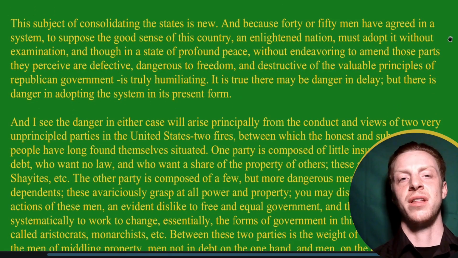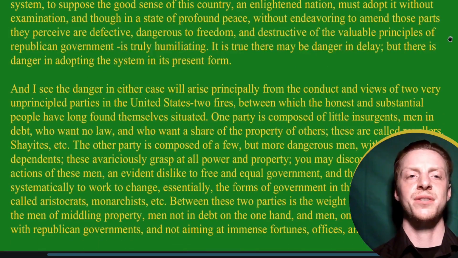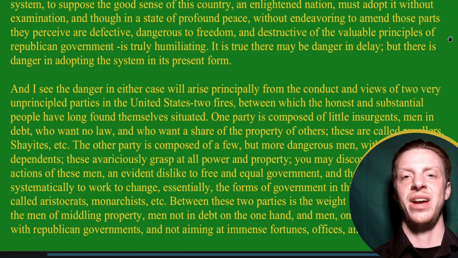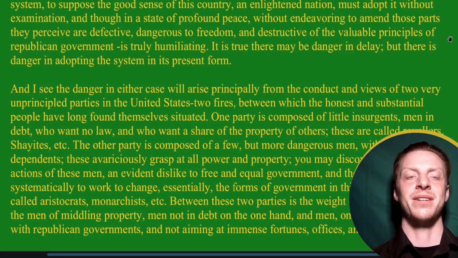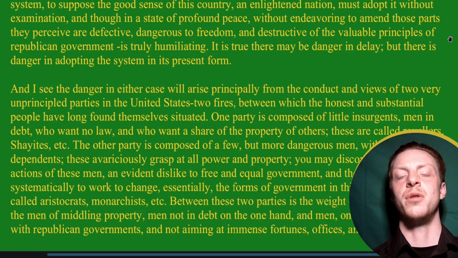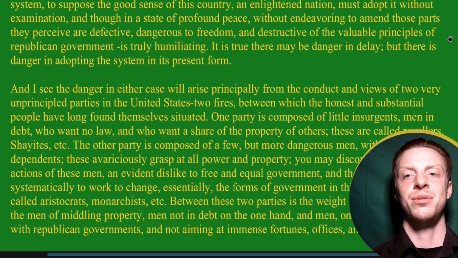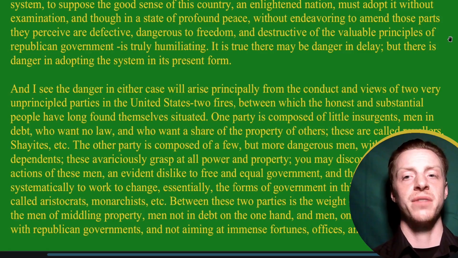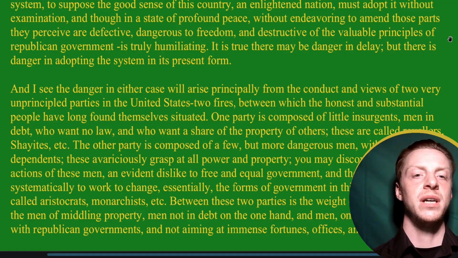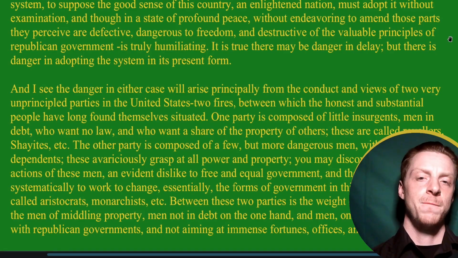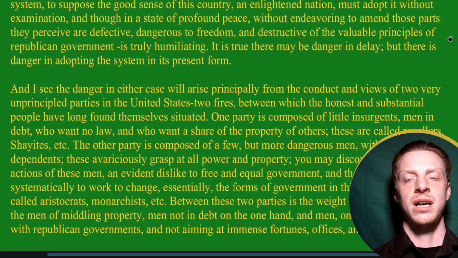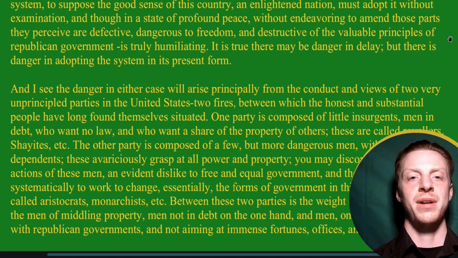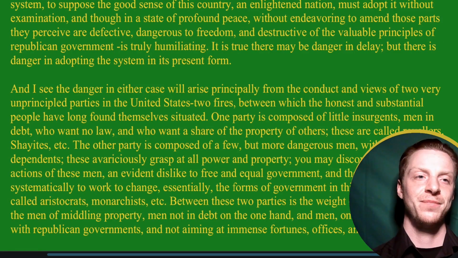This subject of consolidating the states is new, and because 40 or 50 men have agreed in a system to suppose the good sense of this country and enlightened nation must adopt it without examination, and though in a state of profound peace, without endeavoring to amend those parts they perceive are defective, dangerous to freedom, and destructive of the valuable principles of republican government, is truly humiliating. It is true there may be danger in delay, but there is danger in adopting the system in its present form. Go ahead and highlight that.